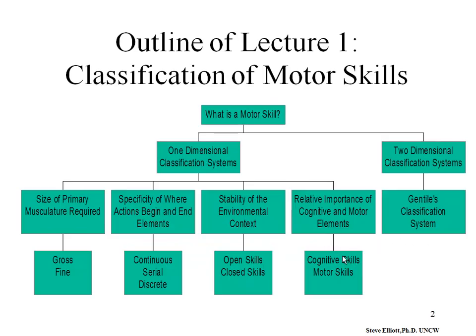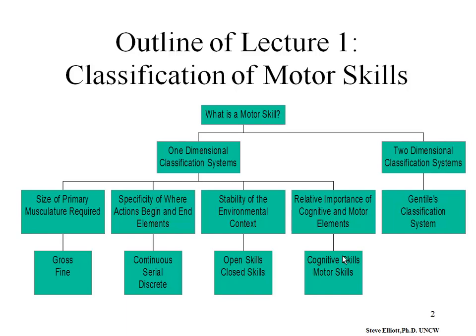So here is my outline of Lecture 1. You can see that we're talking about generally what is a motor skill. We'll define that. Then we'll look at one-dimensional classification systems and two-dimensional classification systems that are pretty common in the research. You'll find these in most motor learning or motor control textbooks.